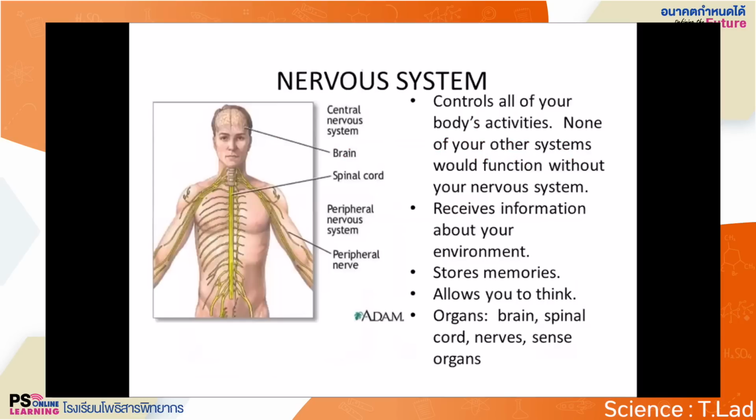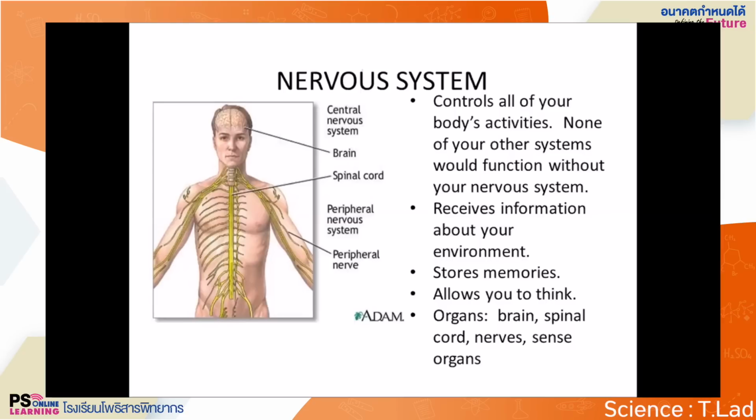Next is the nervous system. It is divided into central nervous system and peripheral nervous system. The central nervous system is your brain and your spinal cord. And the peripheral nervous system is all the nerves that originate from your brain and your spinal cord. So the nervous system controls all your body's activities.